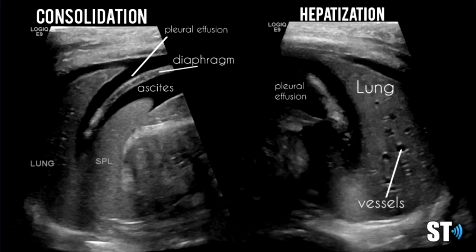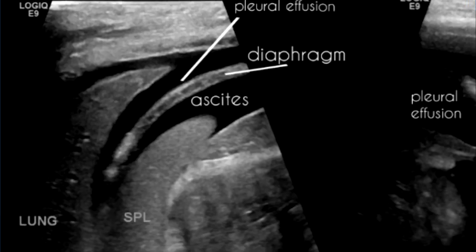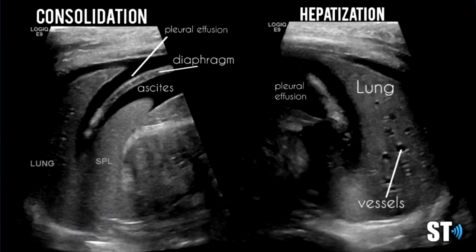Here you can see a consolidated lung with ascites and pleural effusion. You can also see the diaphragm. You can see that the lung has the appearance of liver. This is the left side, sagittal and transverse views. On the sagittal view, you can see the lung above the spleen and how they have similar echo textures.